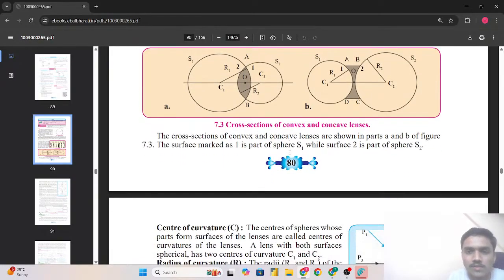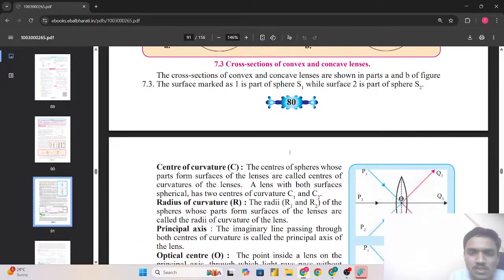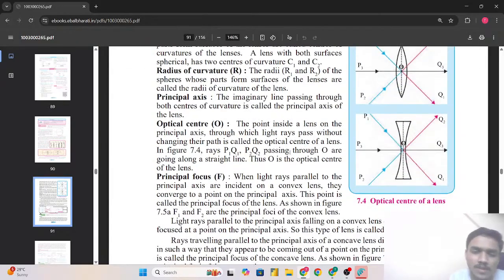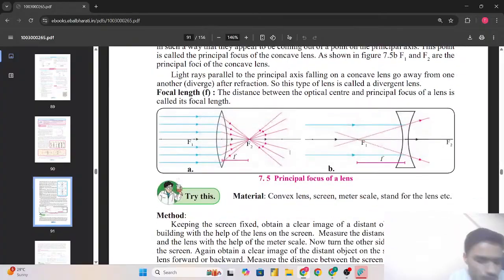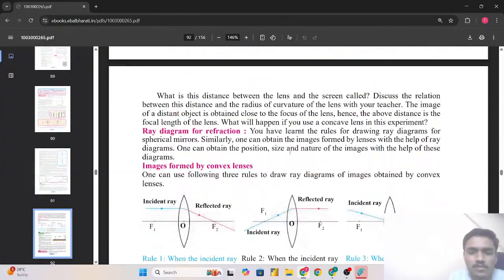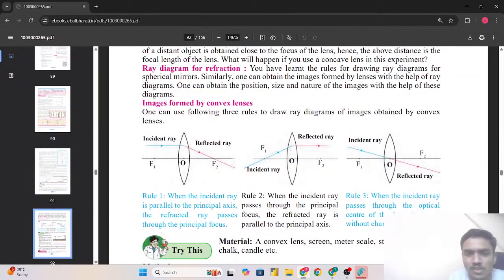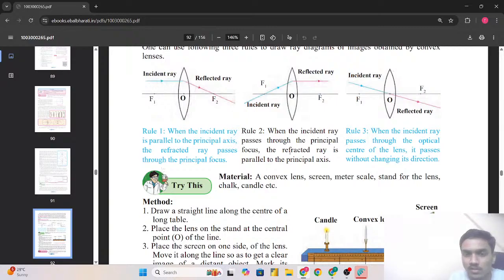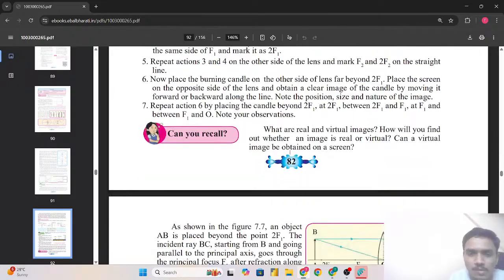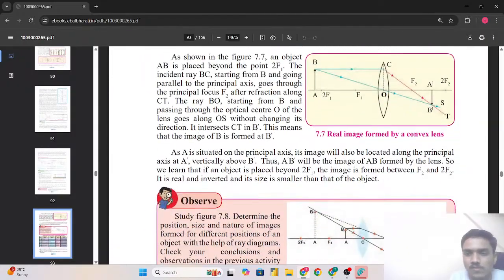Then we have seen all the parts related with the lens, that is center of curvature, radius of curvature, principal axis, optical center, principal focus, focal length. Then we have seen the ray diagram for the refraction, images obtained, and what are the three rules which are used for obtaining the ray diagram. Then we have seen this experiment. Then we have seen how the real image is obtained from the convex lens.